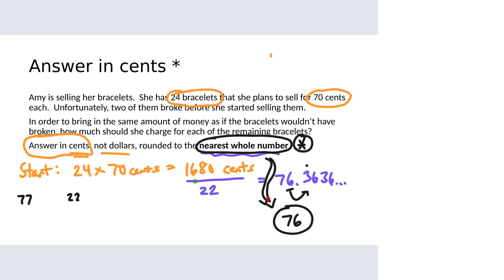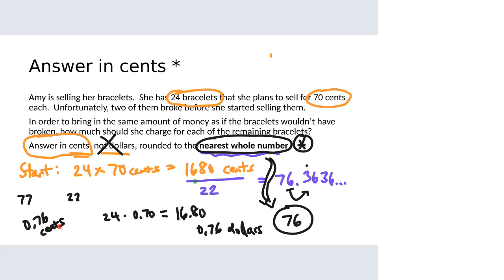Another answer here is if you do this in dollars and you say 24 times 70.7 dollars, and then you get $16.80 and you divide and you get 0.76. This answer is in dollars. It's $0.76. We want to answer in cents, not dollars. The idea that the answer is in cents, well, 0.76 cents, that's less than a penny. That doesn't make any sense. We want to throw that out.